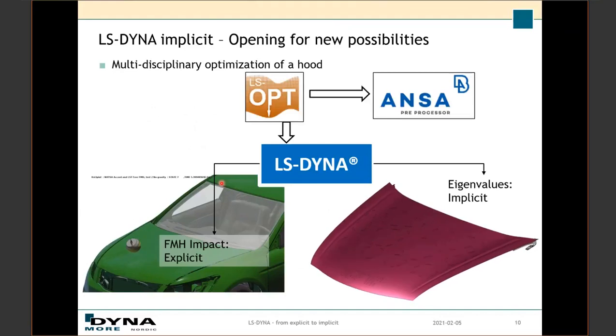And also, when you want to work with multidisciplinary optimization, you could have requirements for a structure, like this one. It must behave nicely in this explicit load case, a free motion head form impact. You get nice ratings here, but you must also have good stiffness results and dynamic properties, so that when you drive your car, you have a good experience of the structure. So in this sense, you can perform optimization using more or less the same keyword file. Of course, you have to change the settings to get implicit or explicit and so on, but the mesh, the materials and the basic description can be the same.